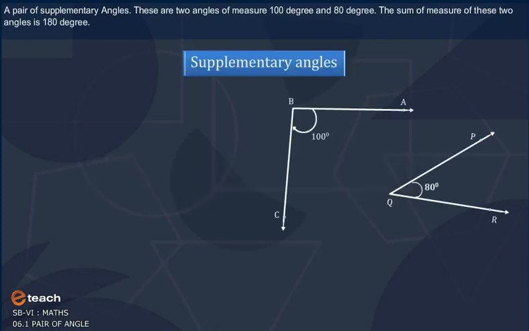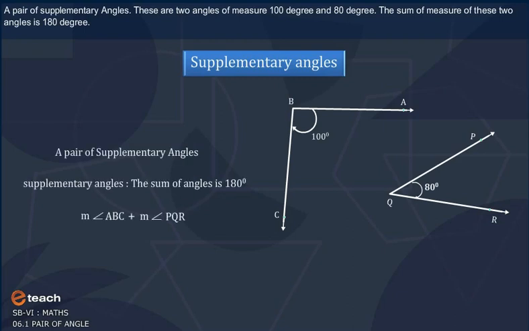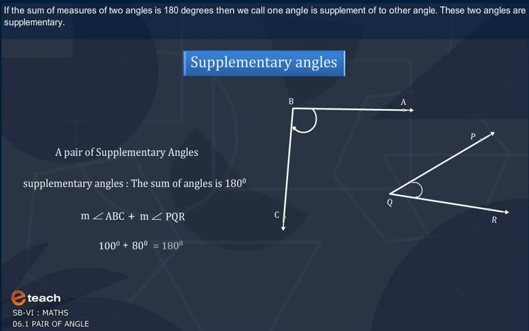A pair of supplementary angles. These are two angles of measure 100 degrees and 80 degrees. The sum of the measures of these two angles is 180 degrees. If the sum of the measures of two angles is 180 degrees, then we call one angle a supplement of the other angle. These two angles are supplementary.